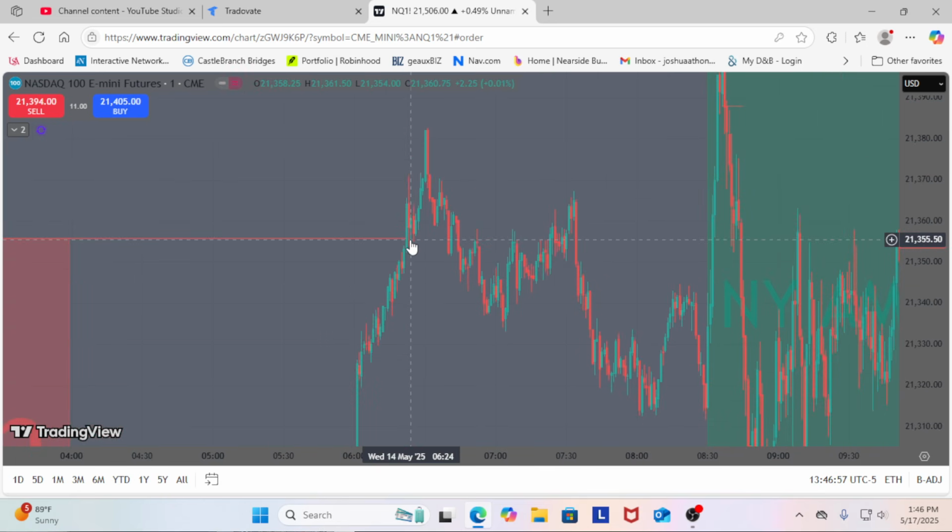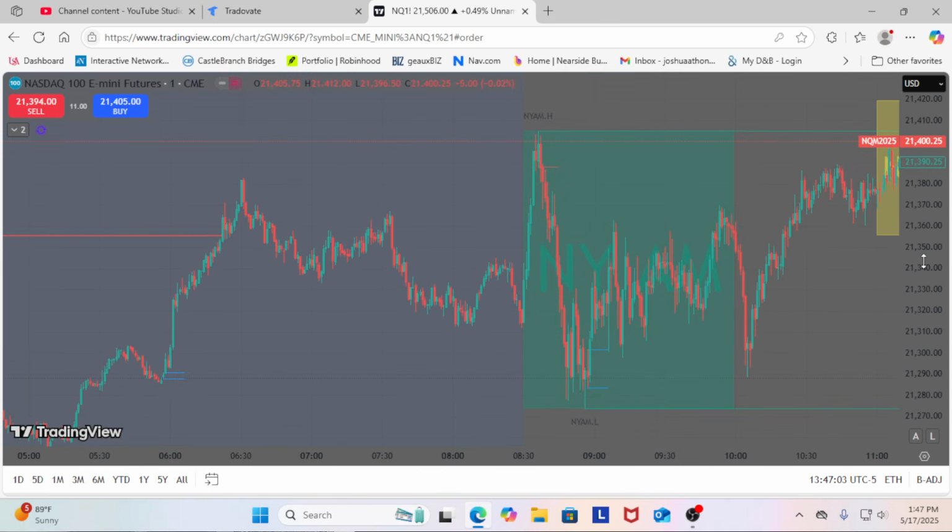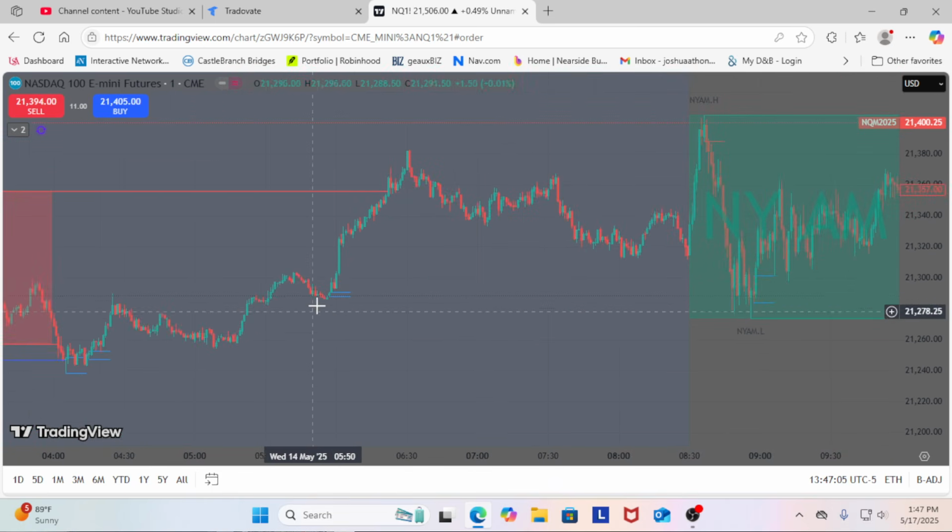Now, what does it do? It breaks London's highs, goes above it, plays with it a little bit, and I would be done trading for the day just based off of the true day open and supply and demand areas.